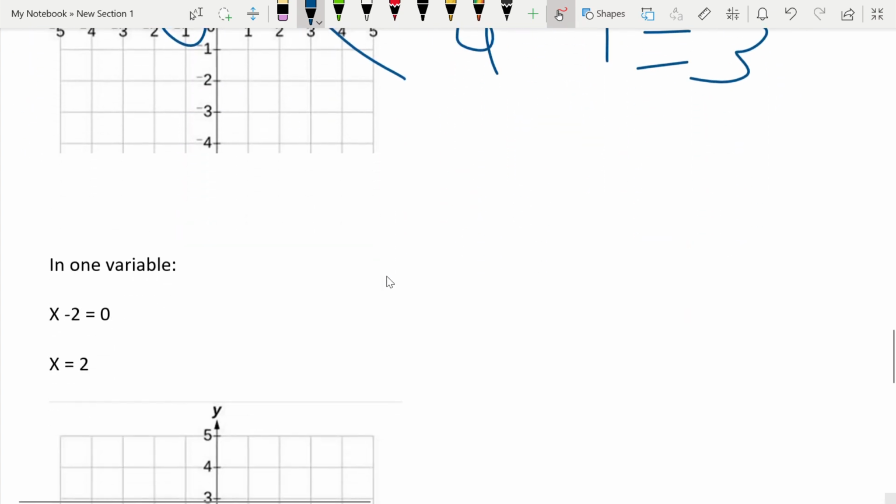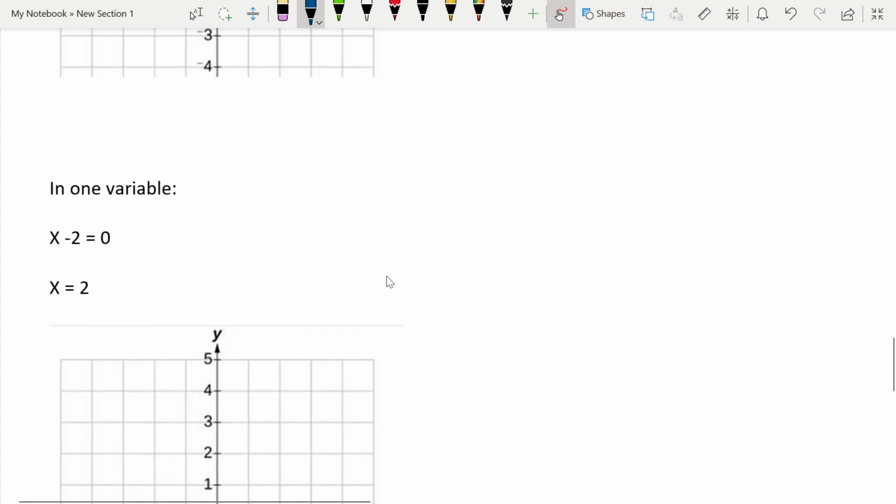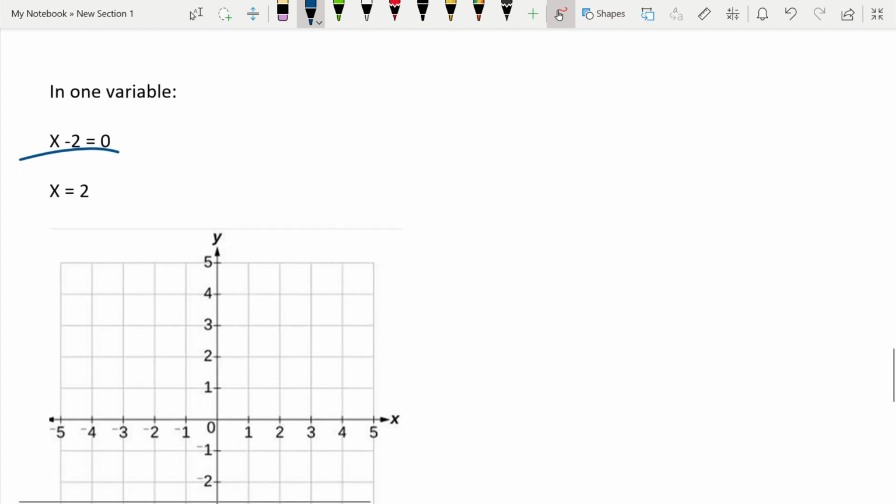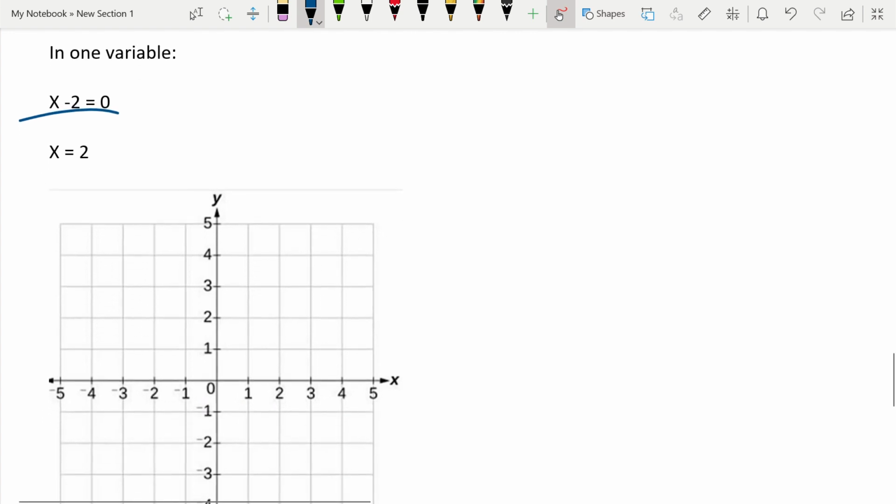Now, in one variable, a graph would look like this if you have x minus 2 is equal to 0. Then how is it going to work? Then what you want to do is x is going to be equal to 2. So you've got x over there. That's it in one variable equations.